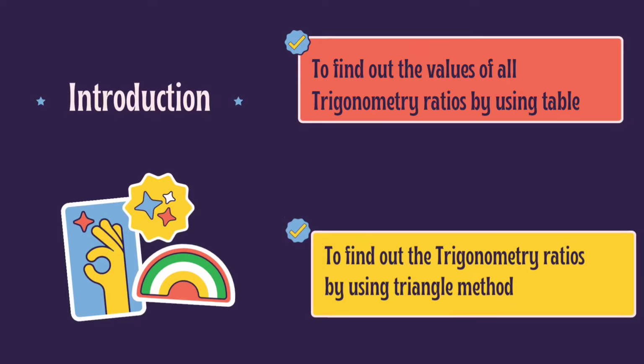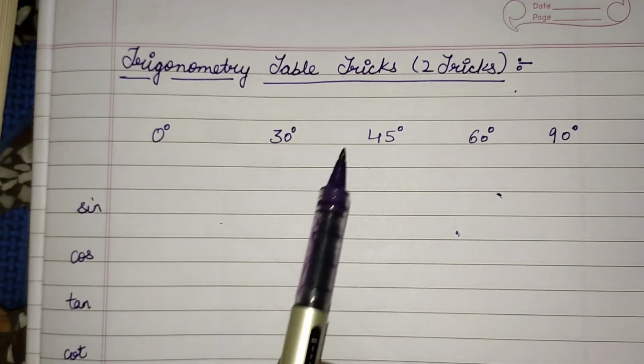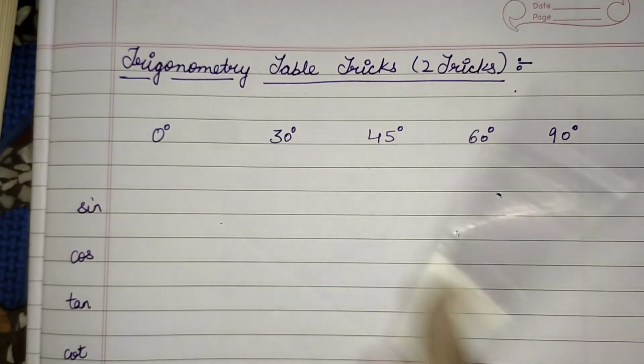So let's have an introduction of the video. What we are going to study in this video is that first we are going to study the first trick of the trigonometric table by using a table, and second we will use a triangle method to learn the second trick of the trigonometric table. So let us start today's topic, which is trigonometric table tricks.